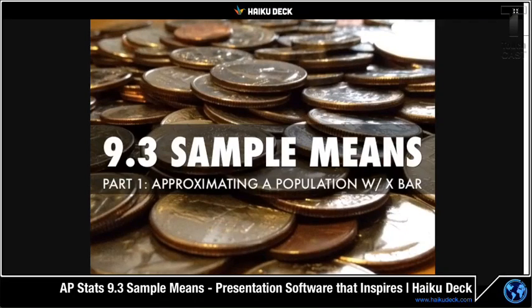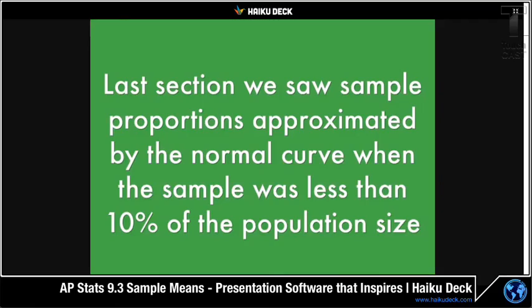Alright, this is AP Stats, section 9.3, part 1. We're dealing with sample means in this video, and particularly we're going to do some examples of approximating a population with X bar in this video.